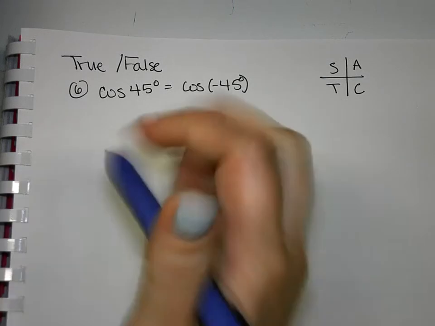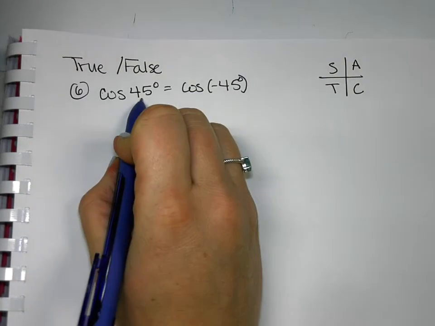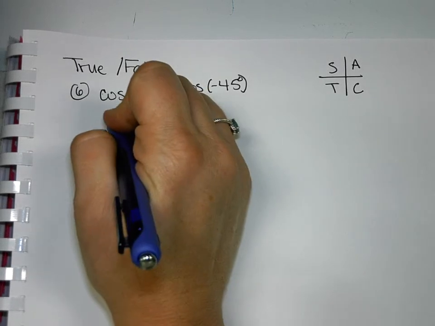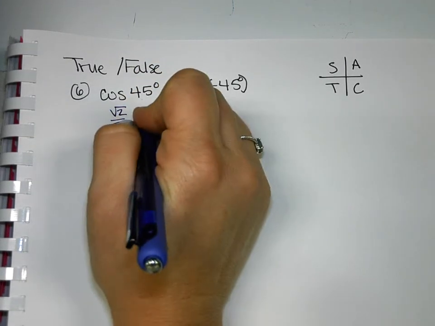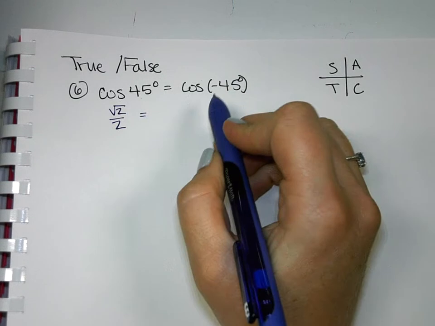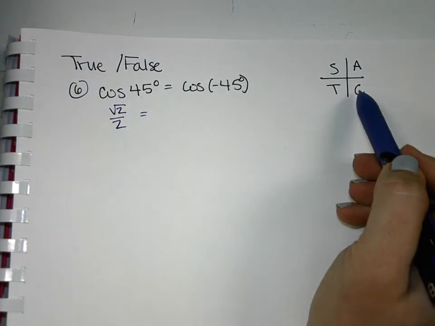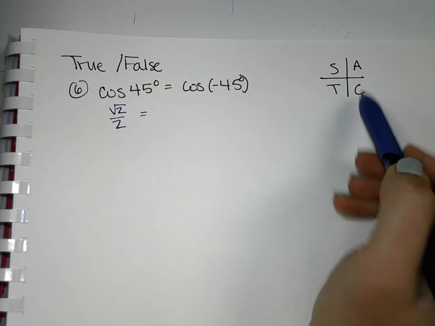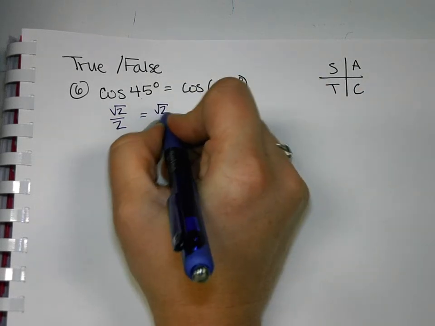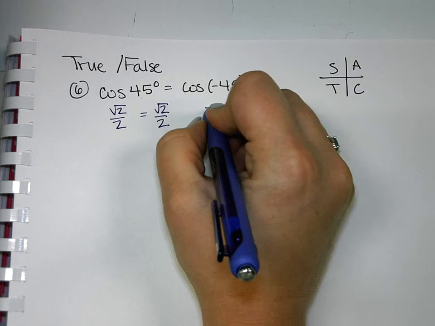So when I look at this, cosine of 45 is root 2 over 2. If I go to negative 45 on my unit circle, down here, cosine is positive, so this would also be root 2 over 2. So this in fact is true.